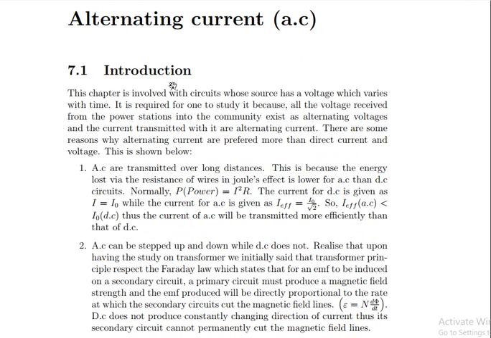In the introduction, we need to know that alternating current is the main current via which electricity is transferred to households. Electricity is not transferred via direct current but via alternating current because of several factors.